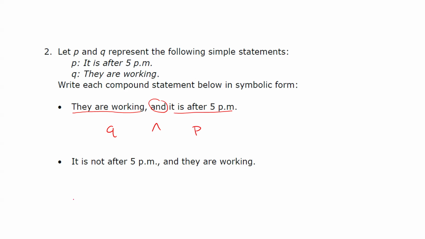Okay. Next we have it is not after 5 p.m. and they are working. So it is not after 5 p.m. is symbolic for the squiggle line. After 5 p.m. would be P, and they are working, which is Q. So not P and Q.